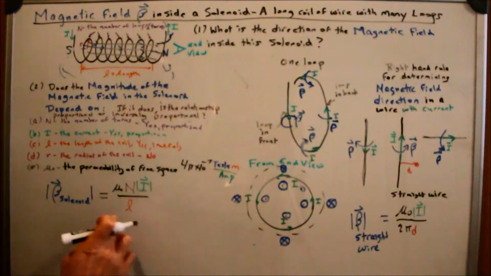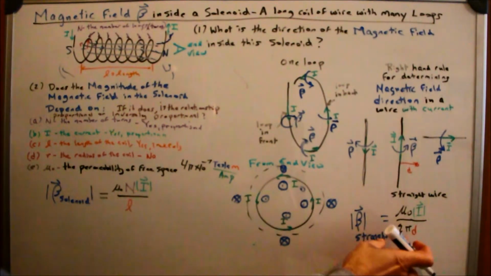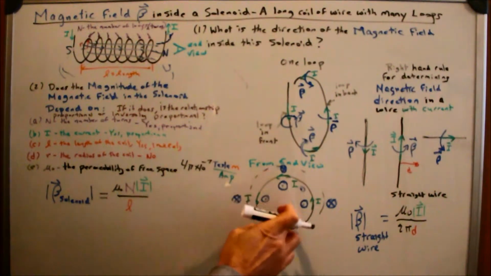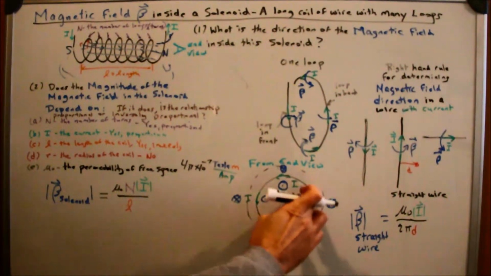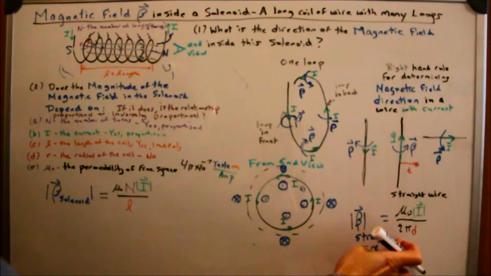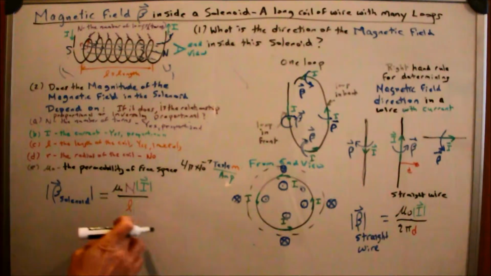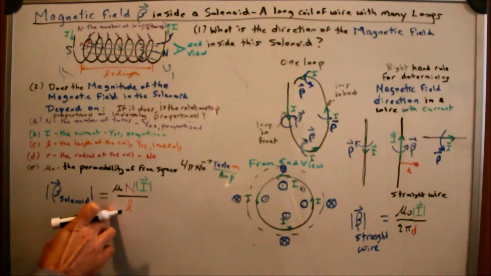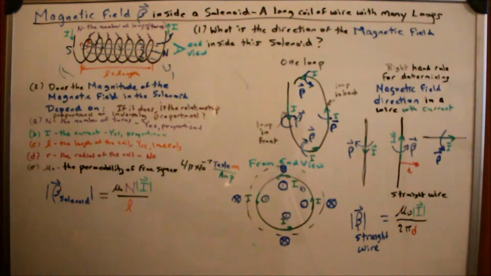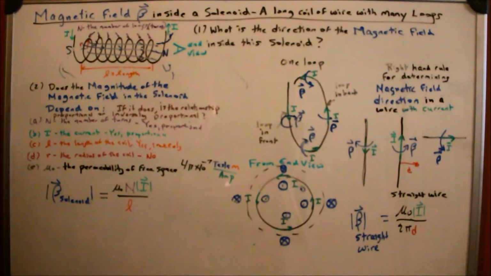Is there a 2 pi needed here? Just like this, think about it. The circumference of this circle is 2 pi r, and if I go farther out, it's always still 2 pi. So that's taken care of here. And so this is the complete equation for the magnitude of the magnetic field inside a solenoid when it's operating in a vacuum.